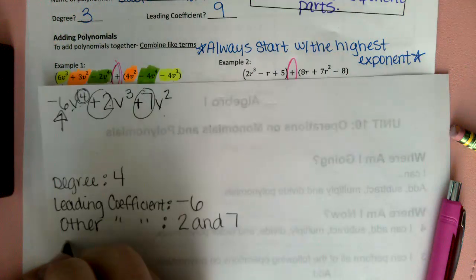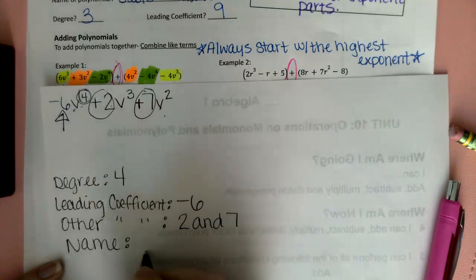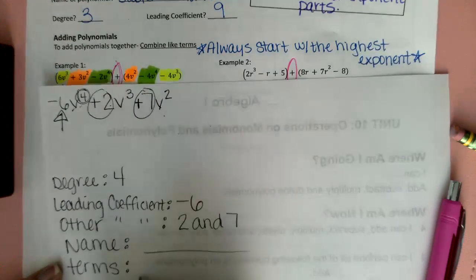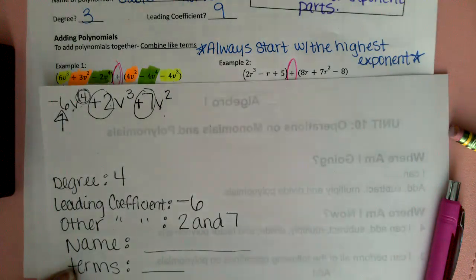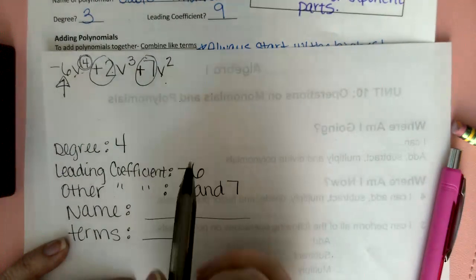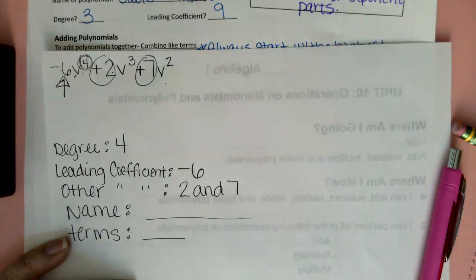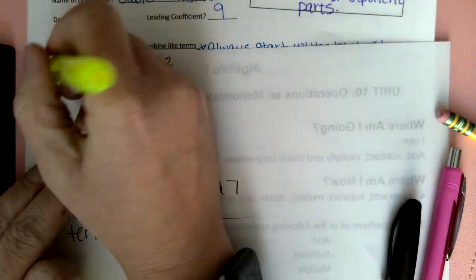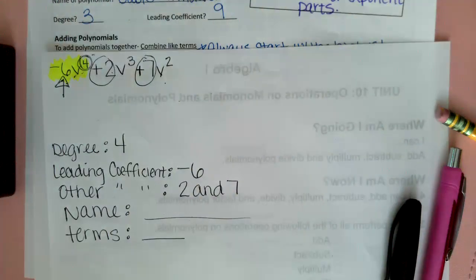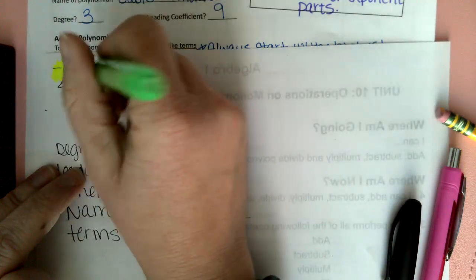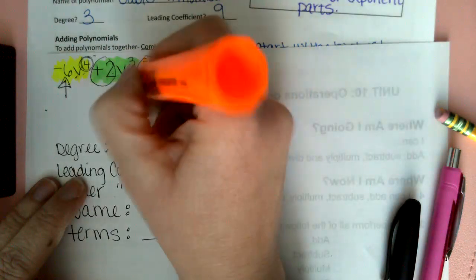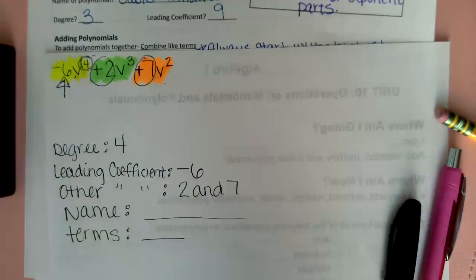I'm going to add another line here. We have a line for name, but I want you to write in the word terms. And on that one, I want you to look at the answer of this and tell me how many terms are there. So this is, let me highlight them so you guys can see them. This is one term. This is one term. And this is one term. I don't know if those colors match, but you get the gist of it. So there are 3 terms here.